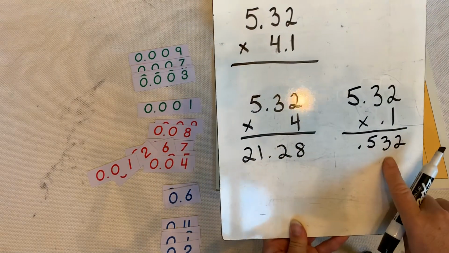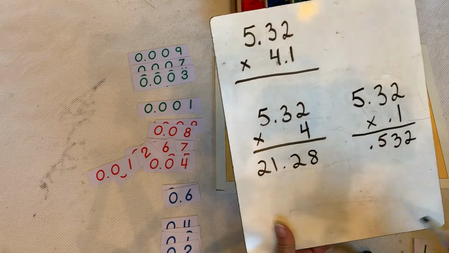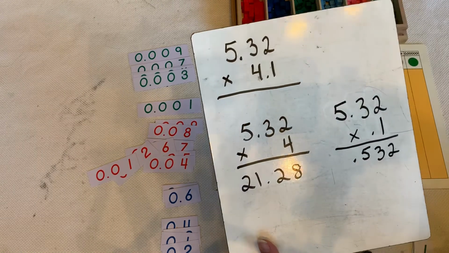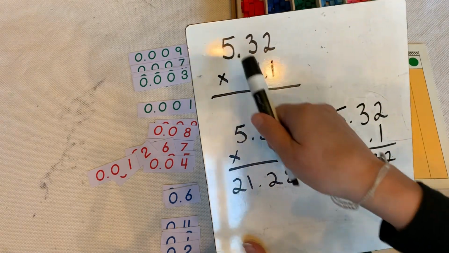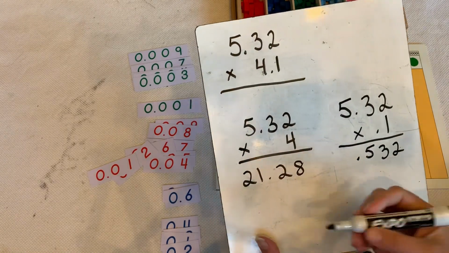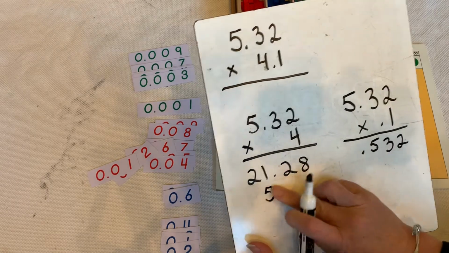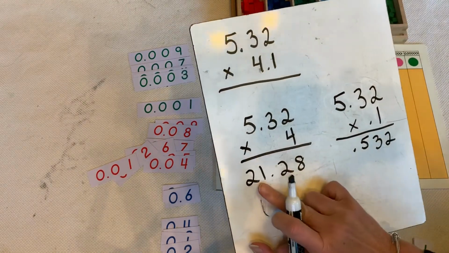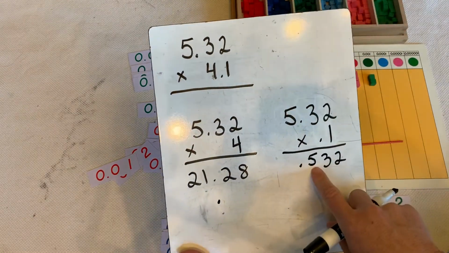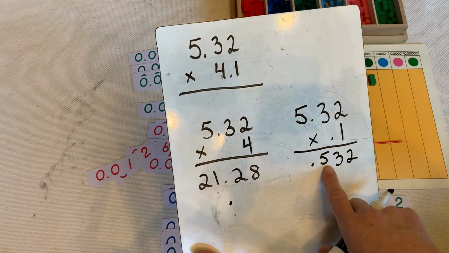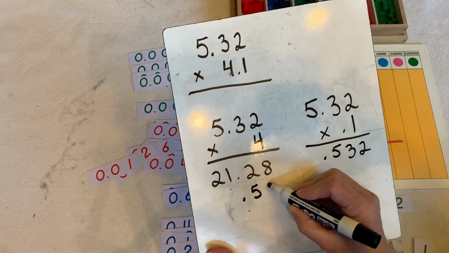So we're going to add 0.532 to our 21 and 28 hundredths. This is where your decimal points actually need to line up. Did you notice I did not line up my decimal points when I was doing my multiplication? Because you don't need to. But now when we do addition, we do want them to line up. So here's my decimal point. I will put it here. My second partial product begins with a 5, and it's to the right of the decimal point. So I will write it to the right of the decimal point.